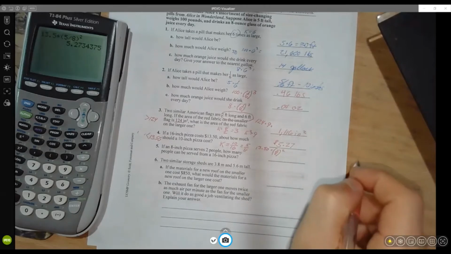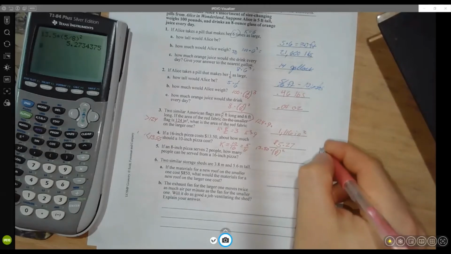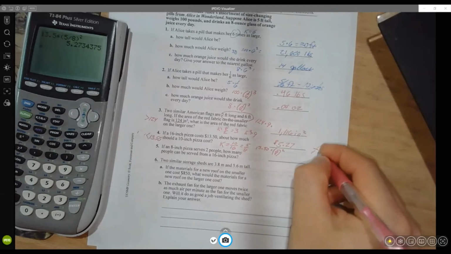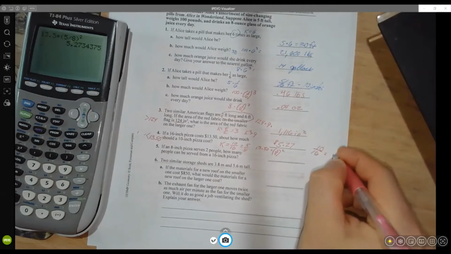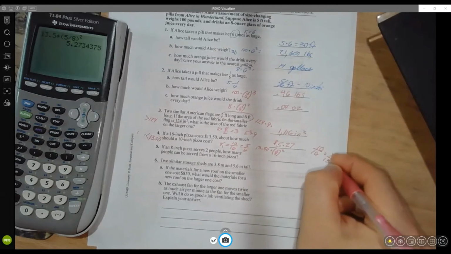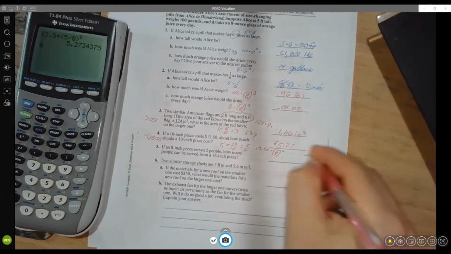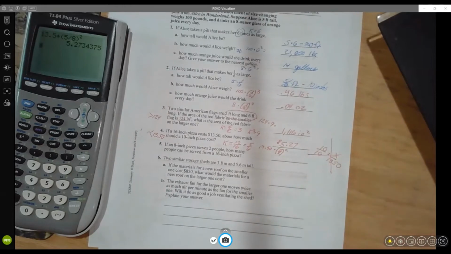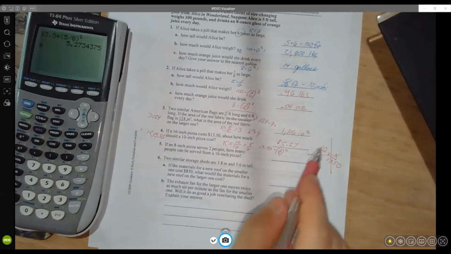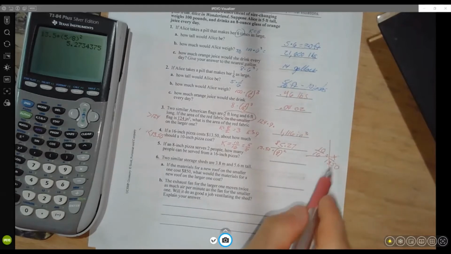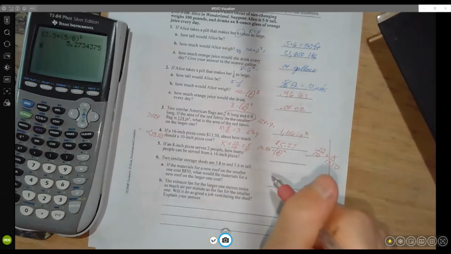Don't make the mistake of trying to do a proportion. I know some are going to be like, oh, 10 over 16 equals X over 13.50, and this is totally wrong because they're not in the same dimension. This is a one-dimensional measurement. This is a two-dimensional measurement. You can't do proportions over dimensions.